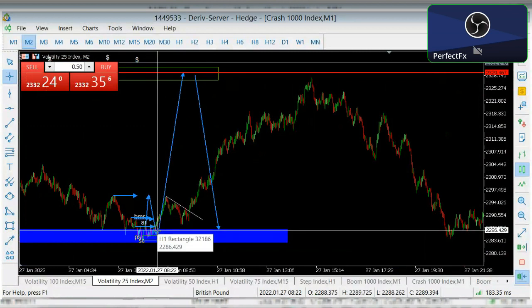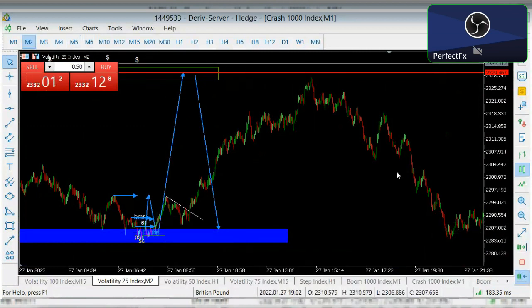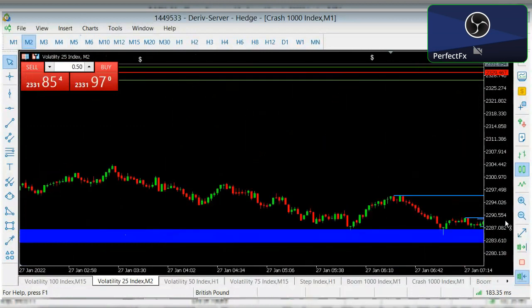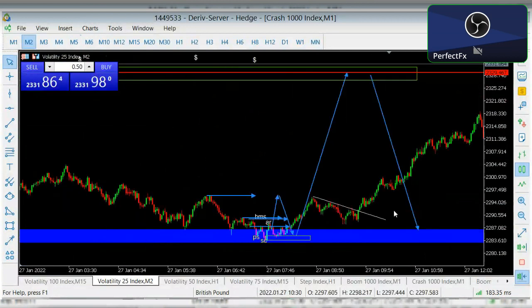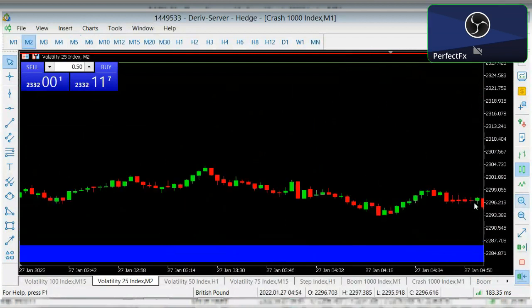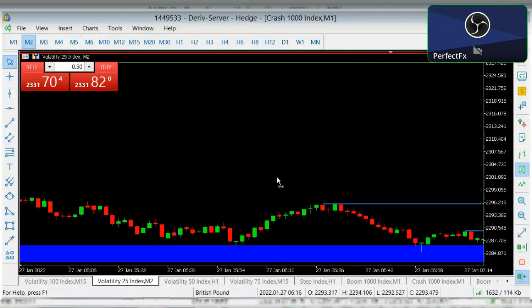Price moved from this point. We entered this market at this point. Quickly, let me show you how crazy the entry was. The entry was really, really crazy, guys.